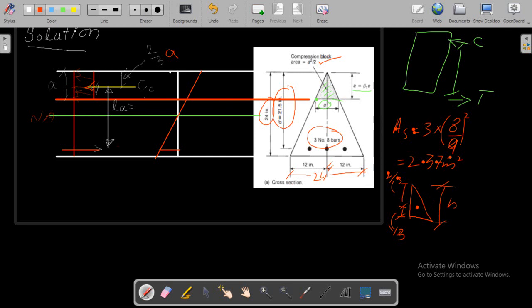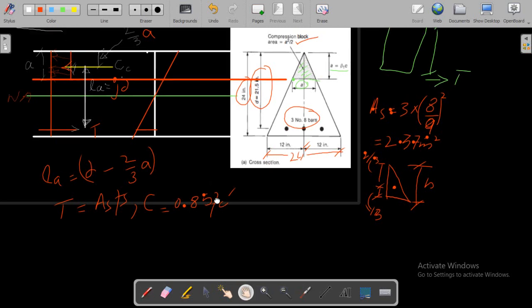Now the lever arm is denoted by jd. So how much is your lever arm in this case? Remember, in this case it will be d minus 2/3 of a, not a divided by 2. In the case of a rectangular beam, this is a divided by 2, but here it is 2/3 of a. Now we know T is As fy, and we also know C, that is 0.85 fc' times b a. This is the most important case.